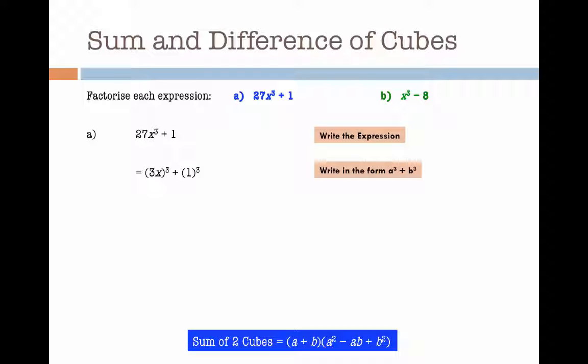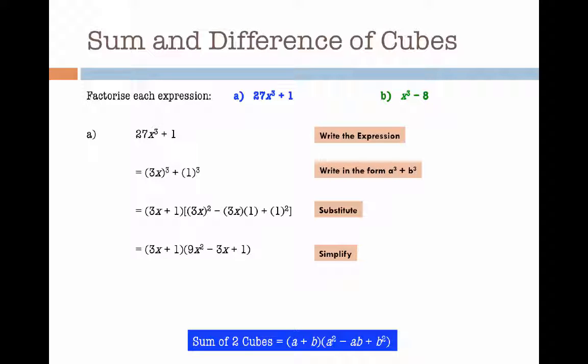That means I'm going to write it as (3x) all cubed plus 1 cubed. Now I have a value for a and b. I am now going to substitute into my sum of two cubes formula. The important thing to note in that second bracket is the (3x) all squared. Everything inside that bracket is being squared, the 3 and the x. So when you simplify, you should get (3x plus 1) multiplied by (9x squared minus 3x plus 1).